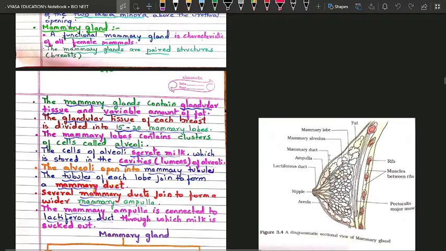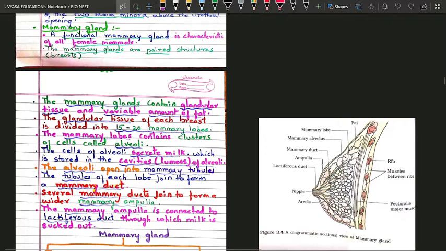This figure is very important for boards, children. Nothing written is given, but just look at it once for your NEET exams. Just read it once so that everything enters your mind, from where to where, what all happened. Mammary lobes contain clusters of cells called alveoli. The cells of the alveoli secrete milk.